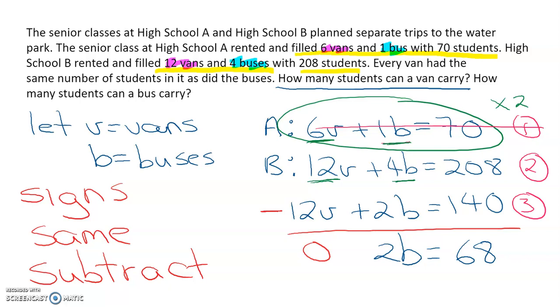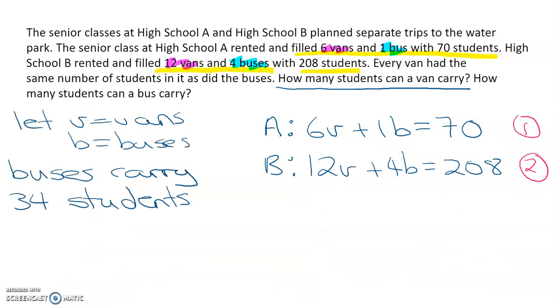And then we have to use reverse operations to get b on its own. So currently this is being multiplied. The opposite of multiplying is division. So I divide both sides by 2 and I end up with b equaling 34. Now remember that B is for buses, so if B equals 34, it means that buses carry 34 students, and that answers the question about how many students a bus can carry.